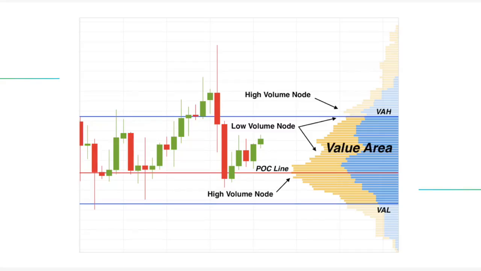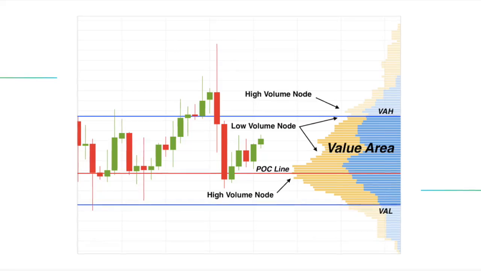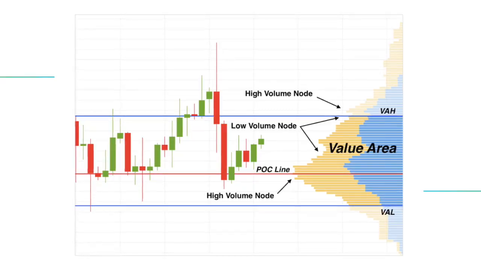Okay, so first thing we're going to do is define what the volume profile is. So the volume profile is a visual representation of the volume at each price level over a certain time period. There's a few major components to the profile. First off, I want to say we are going to disregard the low volume node and the high volume node. These are not things that I use in my strategy with the profile.